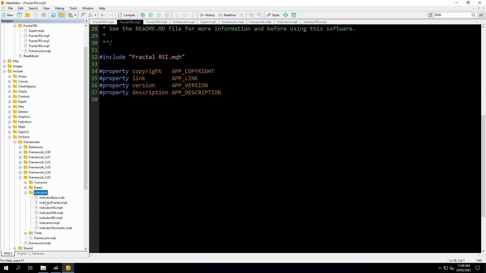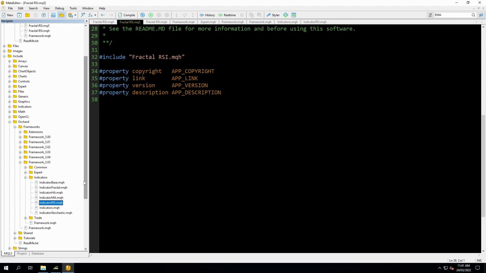So for RSI, I created under the indicators folder, indicator RSI. As a framework, you typically would not be modifying this framework, because as new versions come out, they will overwrite the changes you've made. So if I wanted to create a MACD, and when you download this, there will be a MACD indicator in here. But if you wanted to create an indicator class based on some custom indicator, then you might want to create it outside of the framework.